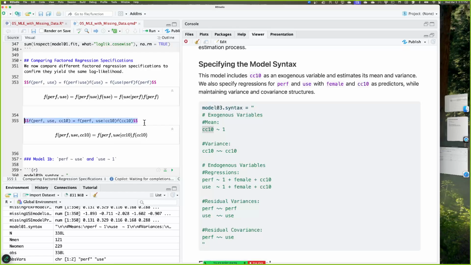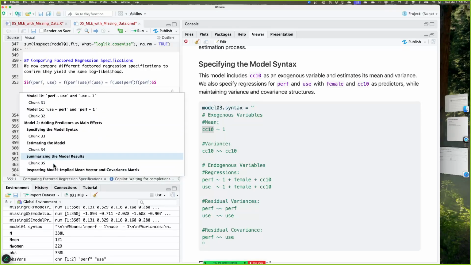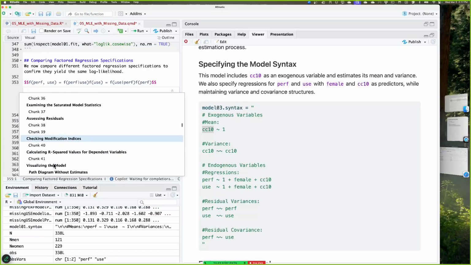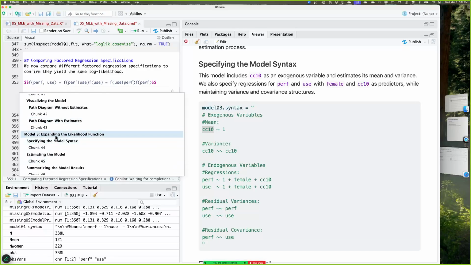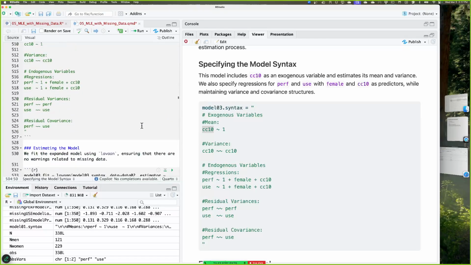All right, let me put this in a different part of my slides. And I'll put this under example 3 right here. Right there. Okay.